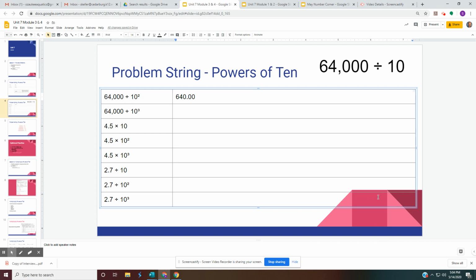Okay. Again, if I go 64,000 divided by 10 to the third power, I'll take my 64,000 and I'm going to move my decimal point over 3 spots to the left: 1, 2, 3. I put my decimal point in, and I have 64, right? So now remember, as I multiply my numbers, I move my decimal point to the right.